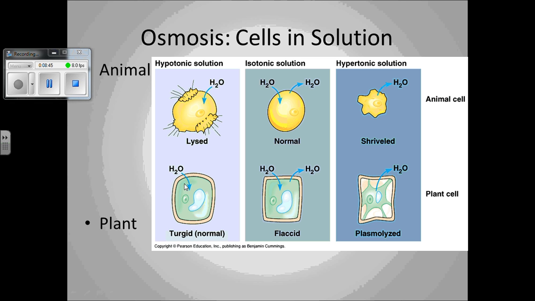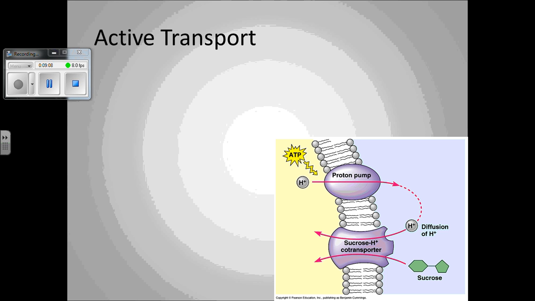In plant cells, if too much water comes in, it's called turgidity. It's where the plant gets a little more stiff. Flaccid means that it's normal, and plasmolyzed means the cell is going to shrivel up and die. This would be like your plants on a hot day that are shriveling up, that you can just tell are dehydrated. That's what plasmolyzed means.